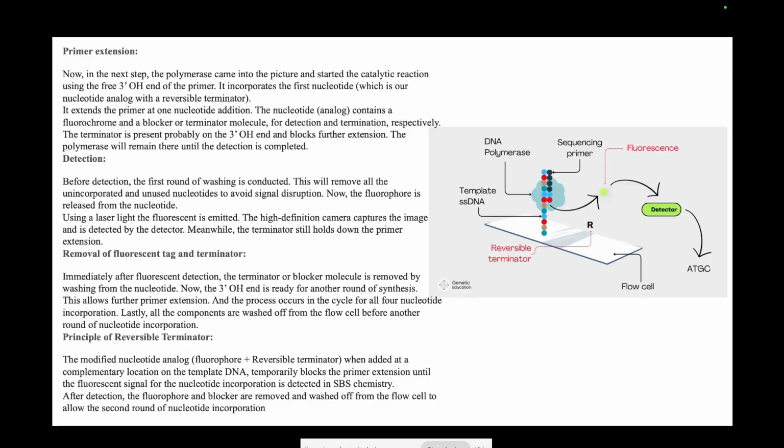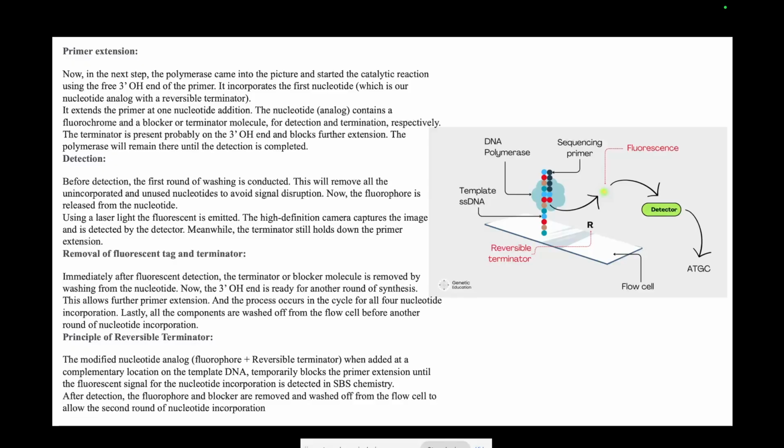So you can either stop the reaction or you can remove this terminal signal and then keep on adding nucleotides one after another. You add one nucleotide, you get the signal, then you again reverse this termination, and then you again add another nucleotide, right? So immediately after the fluorescent detection, the terminator or the blocking molecule will be removed by washing of the nucleotide, and the 3' hydroxyl is ready for another round of synthesis.